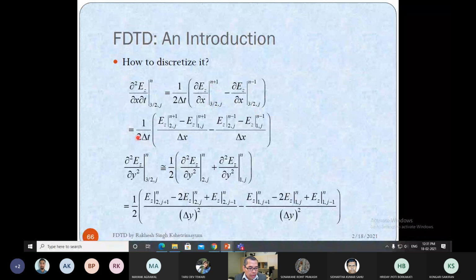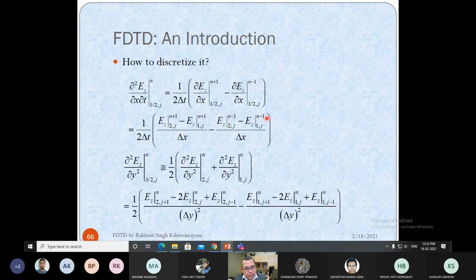Okay, so 1 by 2 delta t, and you can again do the partial derivative with respect to x, del Ez by del x. Del Ez by del x would be Ez at 2, j and Ez at 1, j, at n plus 1, same time instant, and n minus 1. If you want the partial derivative at 3 by 2, j, you just find Ez at 2, comma j, minus Ez at 1, comma j, divided by delta s. This is the partial derivative with respect to x.